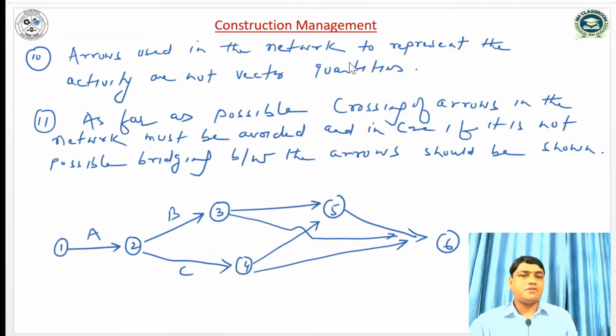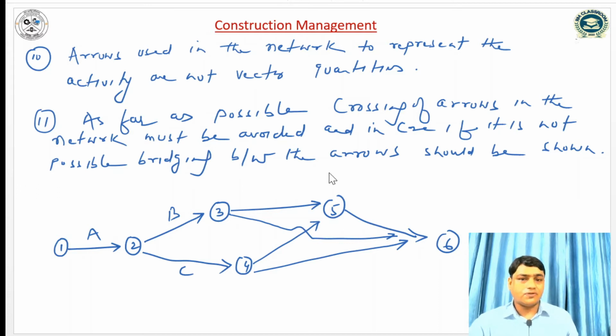The arrow used in the network to represent the activity is not a vector quantity. It is just an arrow; it doesn't mean that it is a vector quantity. Activity A, B, and these activities are not vector quantities. As far as possible, crossing of arrows in the network must be avoided.